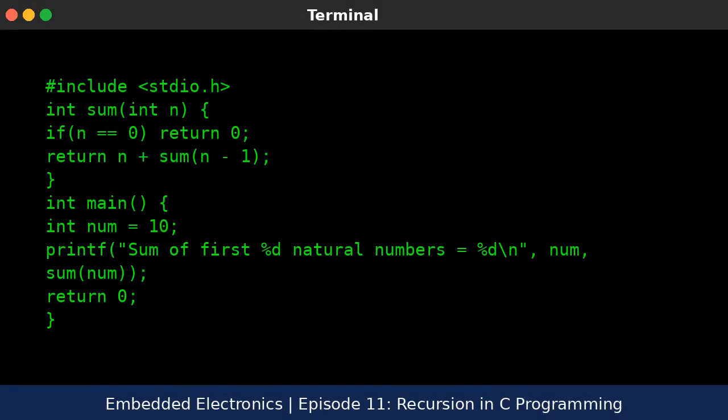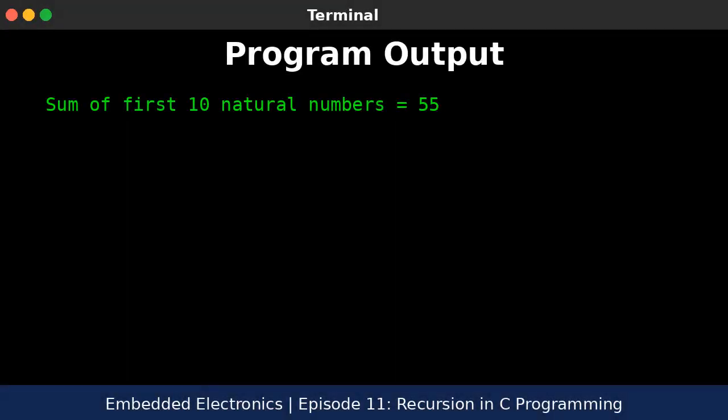This example calculates the sum of the first 10 natural numbers recursively. The output of example 3, sum of natural numbers, is as follows. Sum of first 10 natural numbers equals 55.